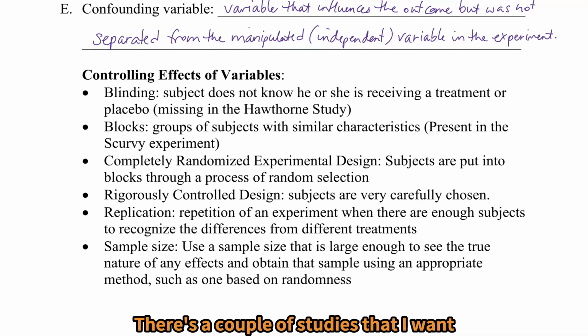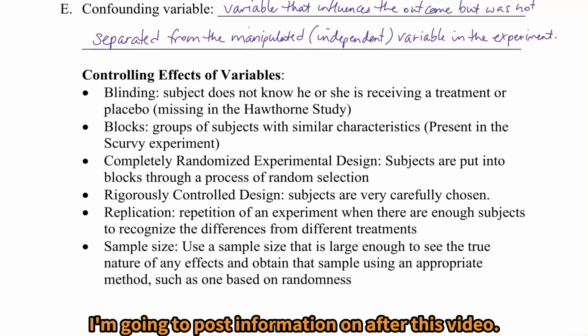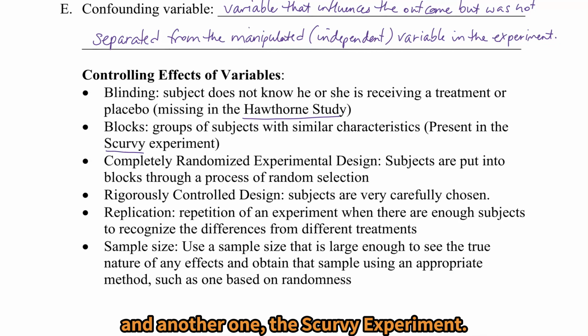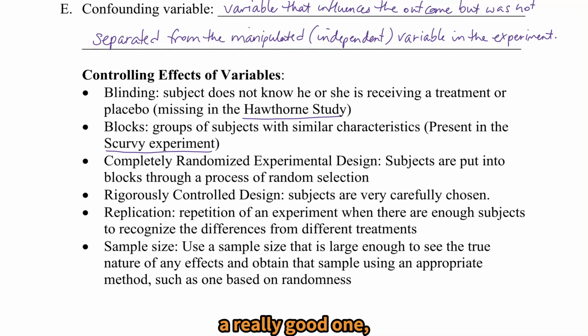There's a couple of studies that I want you to look at that I'm going to post information on after this video. There's one called the Hawthorne study and another one, the scurvy experiment. So I have a separate lesson for those, and I'll make sure those get up there because they're two really good examples of early experiments, a really good one and a really bad one.